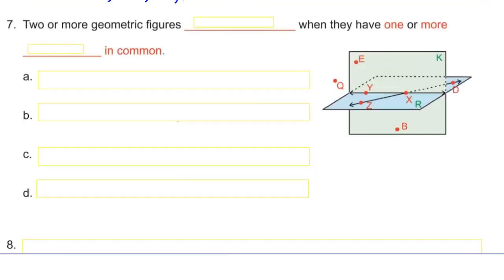All right, number 7. Hang in there, we're almost there. 2 or more geometric figures. And now we'll introduce the word intersect. Intersect when they have 1 or more points in common. So 2 or more geometric figures intersect. Maybe I should have used that word instead. Let's change that. Intersect, not intercept. I like that word better. 2 or more geometric figures intersect when they have 1 or more points in common.